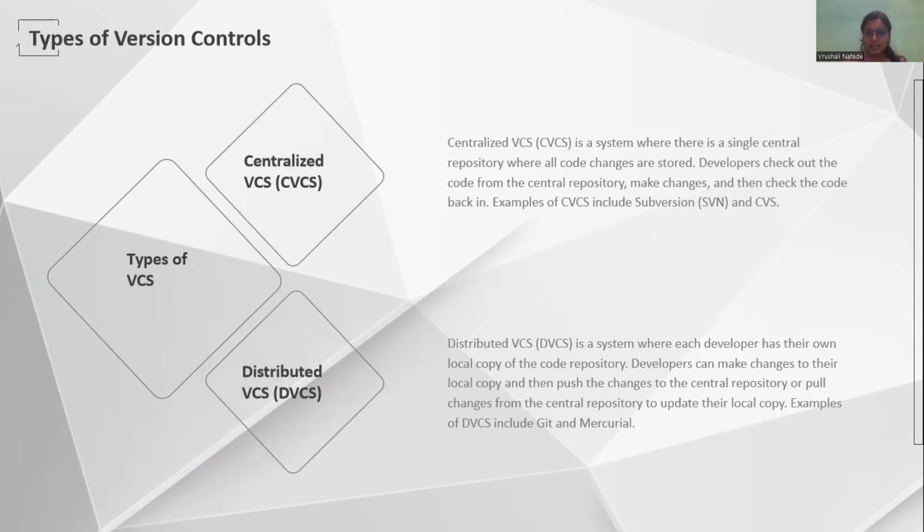Second is the distributed version control system. This is the system in which every developer has their own local copy of the code repository. A developer can make changes to their local copy and then push back into the central copy, or the developer can pull the changes from a central repository and then update their local copy. Examples of DVCS are Git and Mercurial.